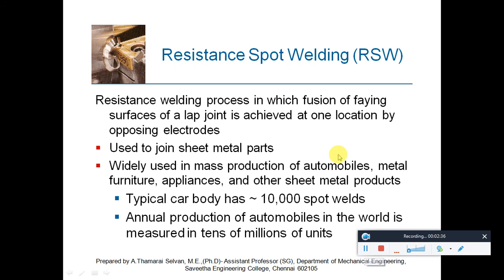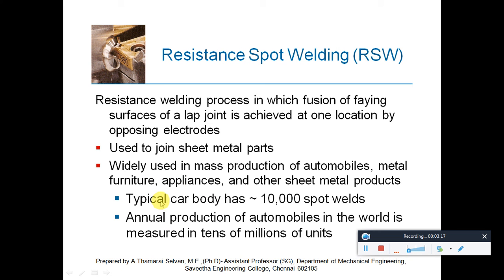Resistance spot welding is an important welding process which uses this resistance principle. In automobiles, the automobile body or any other sheet metal work involves spot welding, in which the fusion of the faying surfaces of a lap joint is achieved at one location by opposing electrodes. Generally, it is used to join sheet metal parts. As I said, the automobile body, and it is widely used in mass production of automobiles, metal furniture like bureaus or tables, or any other household appliances which use sheet metals.